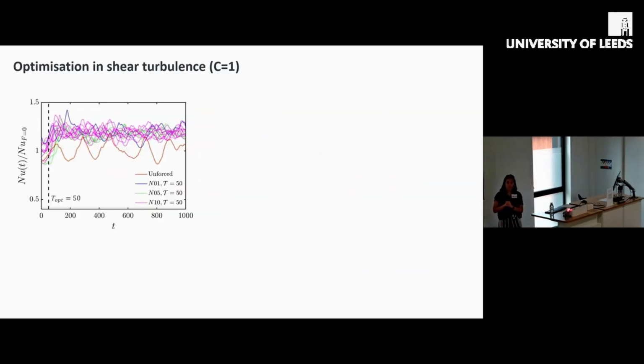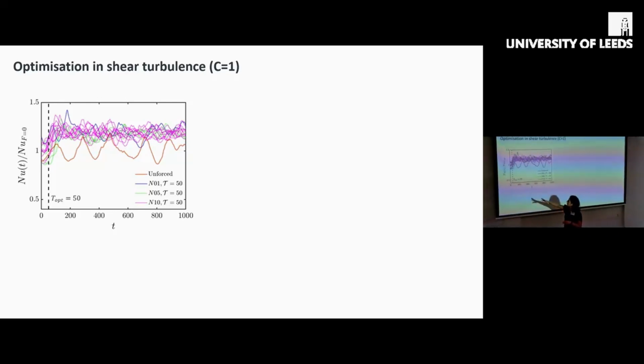And then looking at the shear turbulence case, now the optimization in the shear turbulence case, so C equal 1. Here it is a little bit more tricky because the flow is chaotic, so we cannot have a long optimization time horizon. But we see that with the short time optimization, we can still improve heat transfer relative to the unforced value. And here this N is the number of initial conditions that we use because the flow is turbulent, so we need to make sure that our method is robust to different initial conditions.